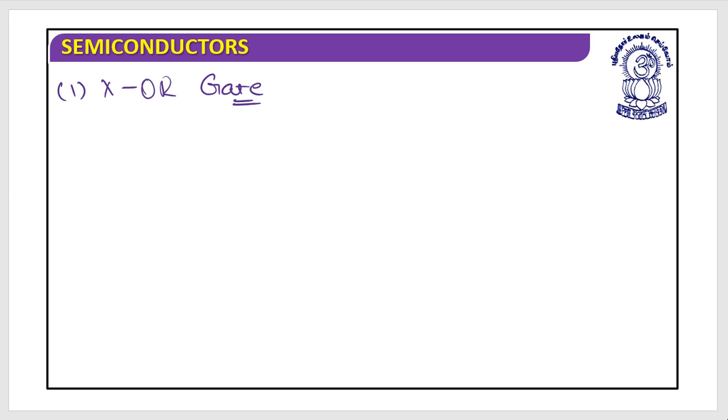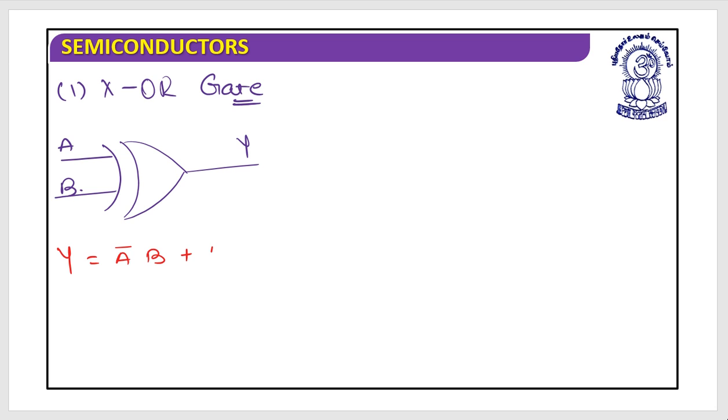So when I say XOR gate, it is basically the symbol of the XOR gate. It is something like this, where these are the inputs and this is the output. The Boolean algebra for this is y is equal to A bar B plus A B bar. This is the Boolean algebra of the XOR gate.